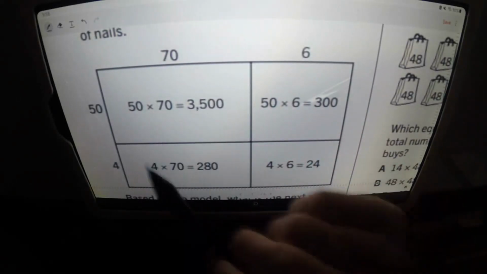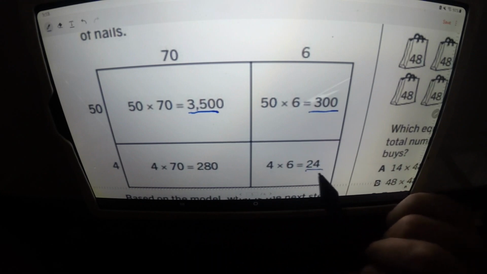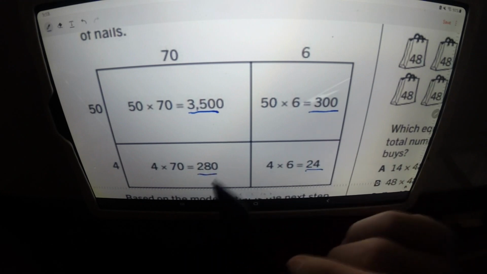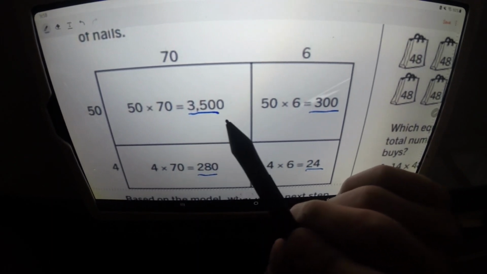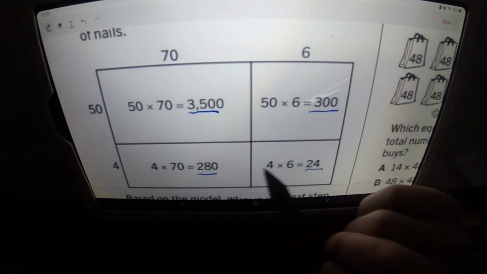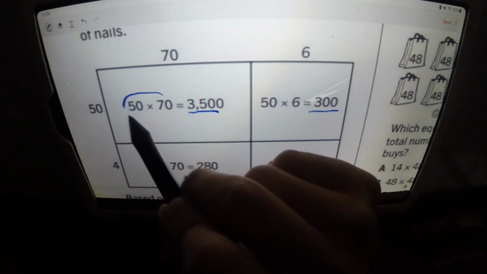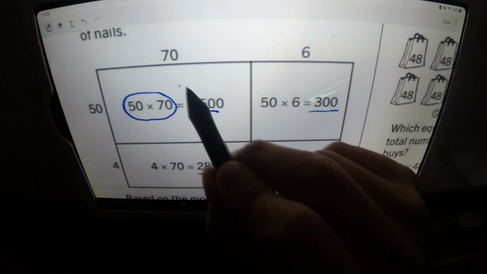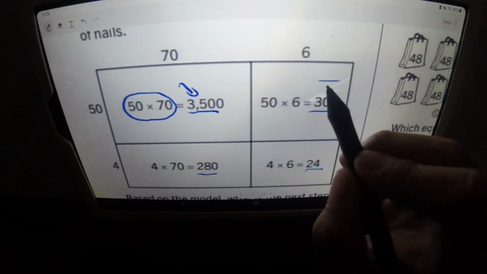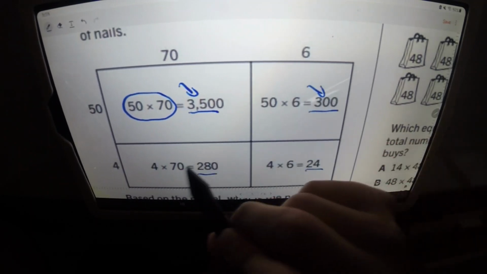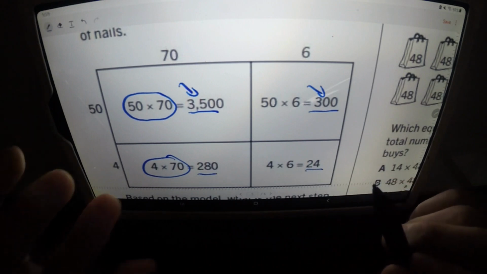So the way you find out the total number of nails, these are the totals right here, right? So you would basically have to add those numbers up. So 3,500 plus 300 plus 280 plus 24 to get the total number of nails. This is the equation. This is the total.